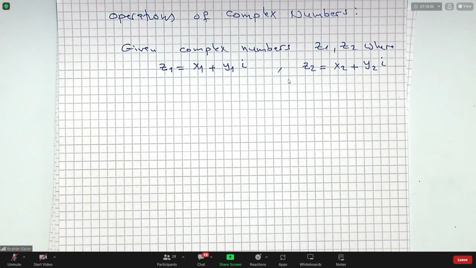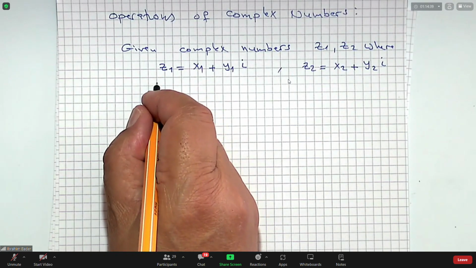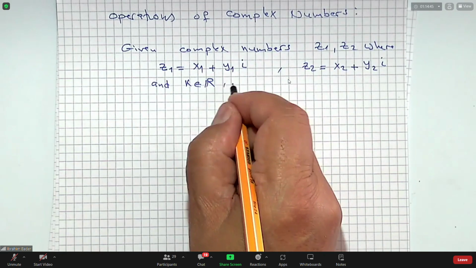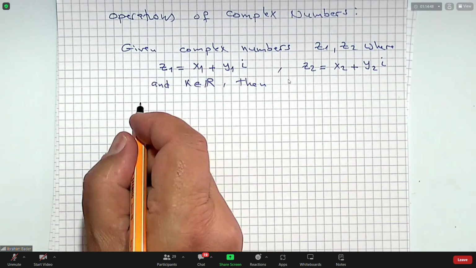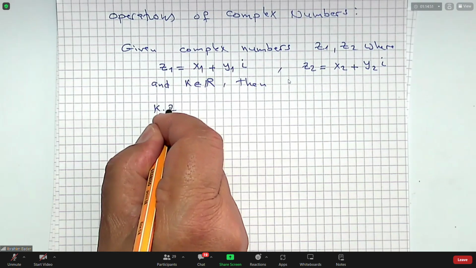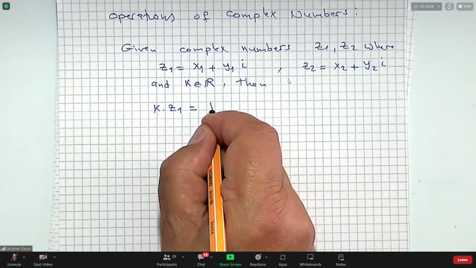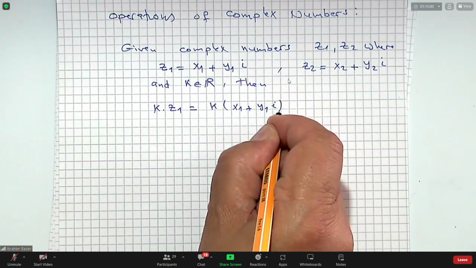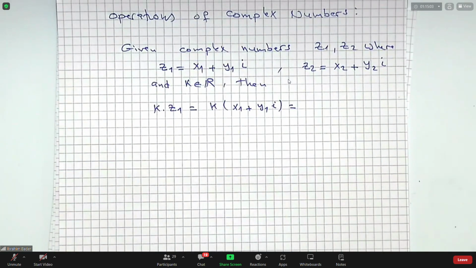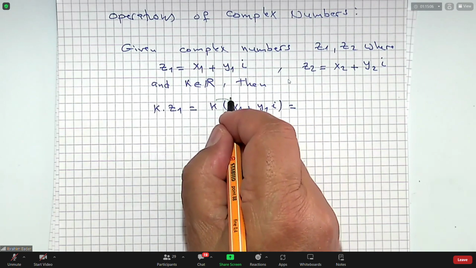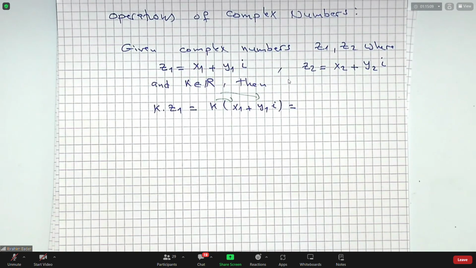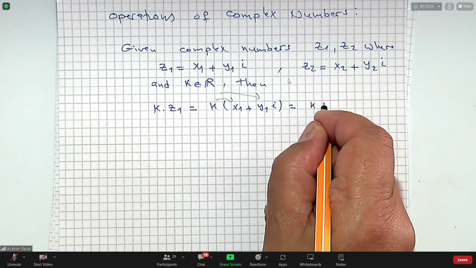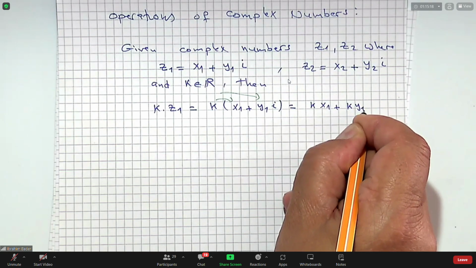Now, if I multiply, and let's say K is a real number, then K times Z1 equals K times X1 plus Y1 times I. And this is as you might expect, like multiplying a scalar with a vector. So you need to multiply it component wise. The result here is Kx1 plus Ky1 times I.